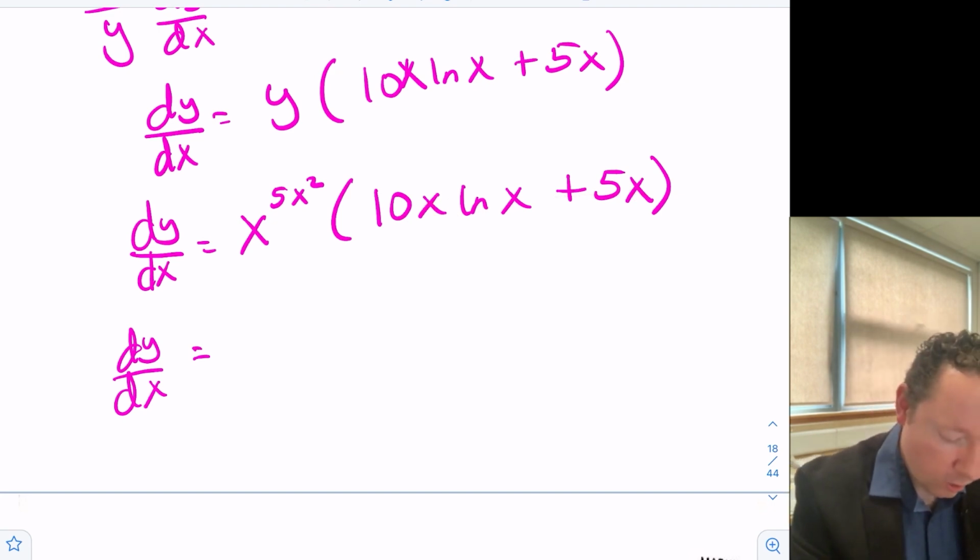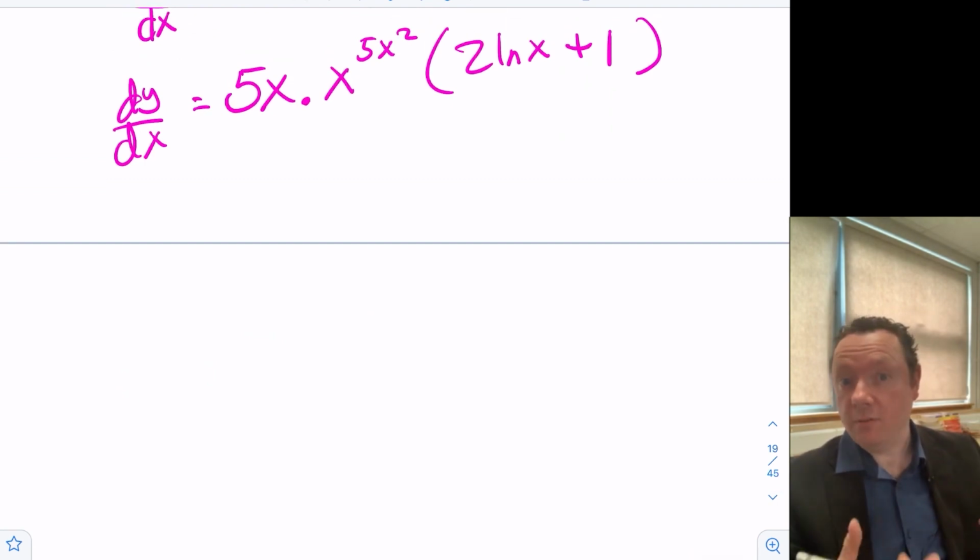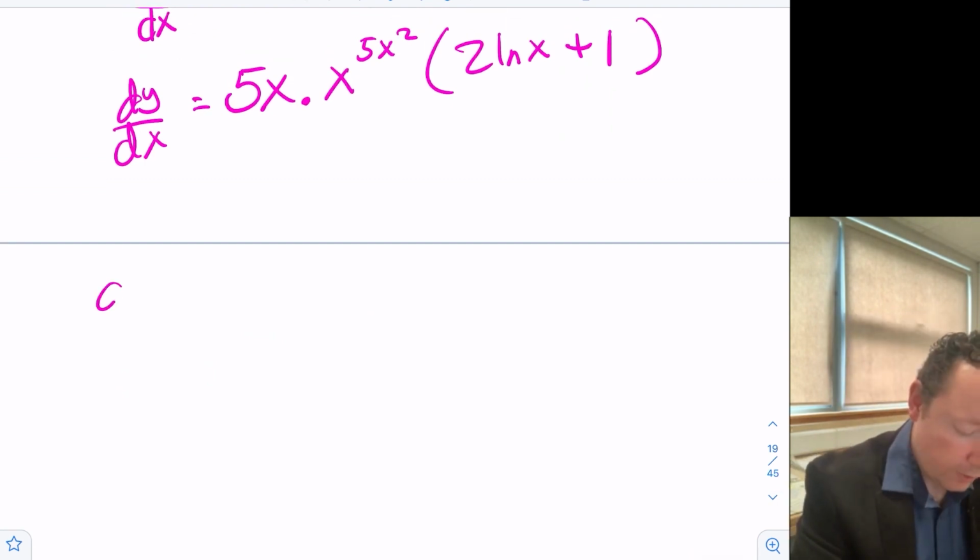I'll write that out the long way. So I've got 5x times x to the 5x squared. So I've taken 5x out. That leaves me with 2 log x, and it also leaves me with plus 1 in the brackets. Remember, in maths, our simplest answers are factorised answers. So I'm going to try and leave it as factorised.